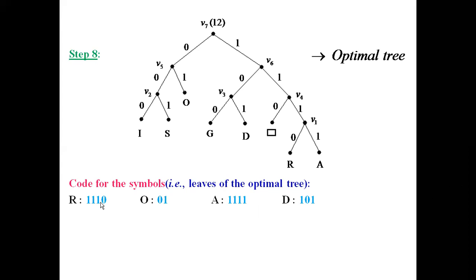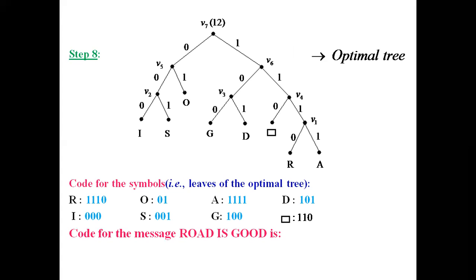So we have R, whose code is 1110. R is at the fourth level, so it is traversing all the way from the root. The root here is V7. Traversing from the root, it passes 1110. Then we have the symbol O. O has the code 01, followed by A. A has the code 1111. D has the code 101. Similarly for the remaining vertices. For space, we can write 110 as the code.